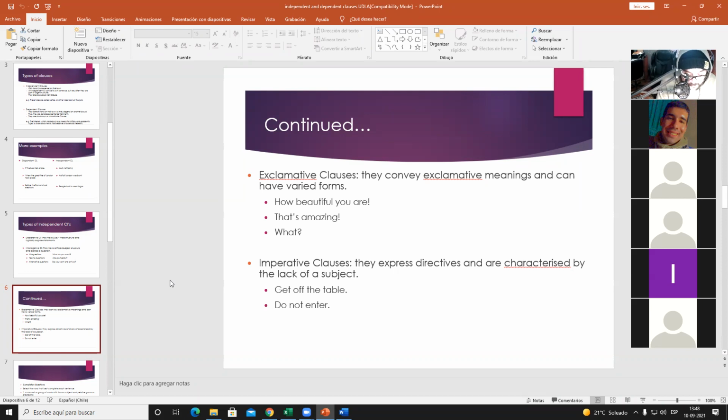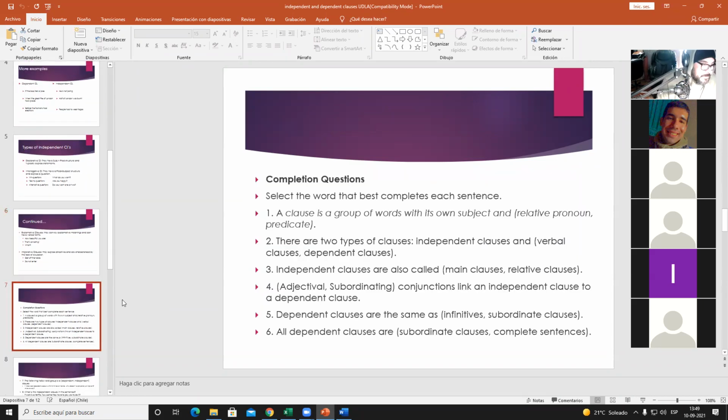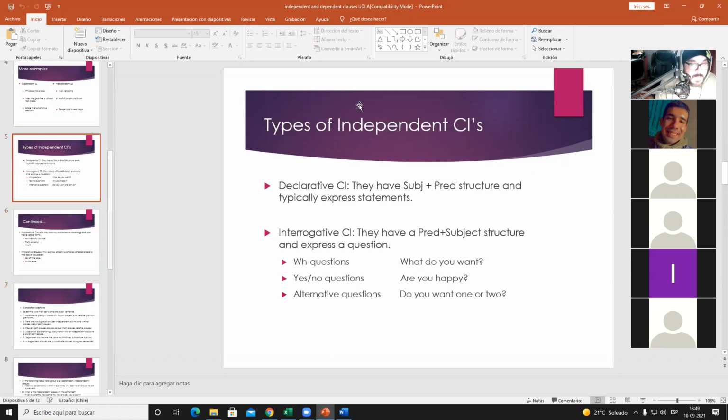Imperatives are orders, right? So it's when you yell at someone and you say, stand up, and then that person stands up, right? And as you can see in those examples, they don't have a subject. And that's it. Any questions about the things we have discussed so far? No? Okay, good.